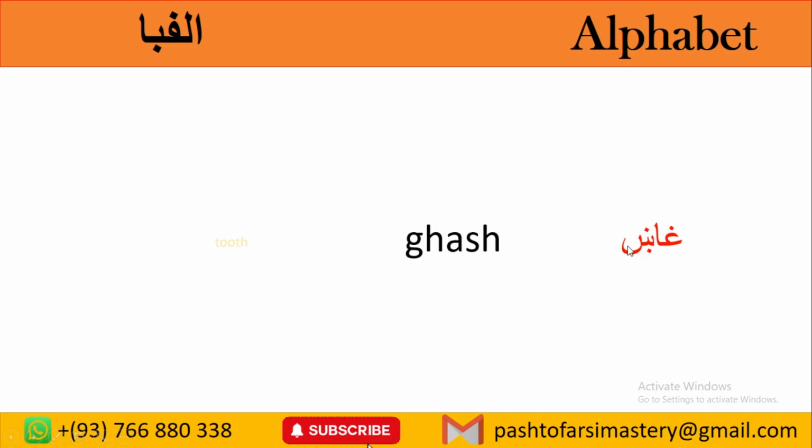Ghach. It means tooth. Look, both of these letters, Ghain and Ain, are a little bit difficult to pronounce. Most people in the Pashto language pronounce this letter as a Shin, like for example, Ghash. And some people pronounce it as a Khe, like Gach. But the correct pronunciation is Gach.